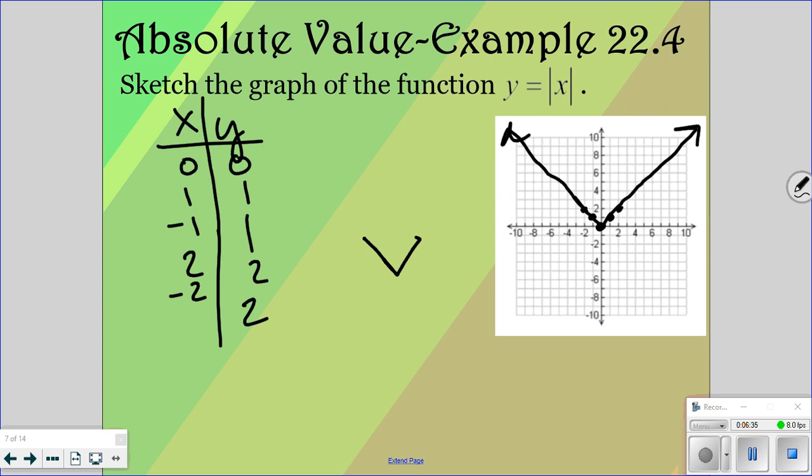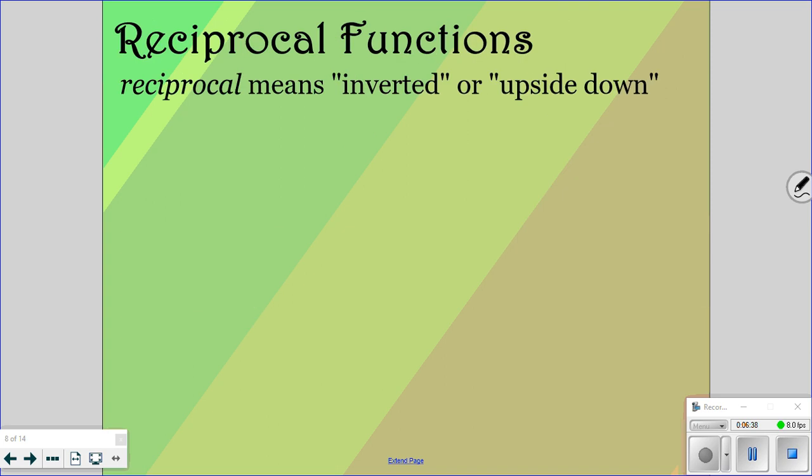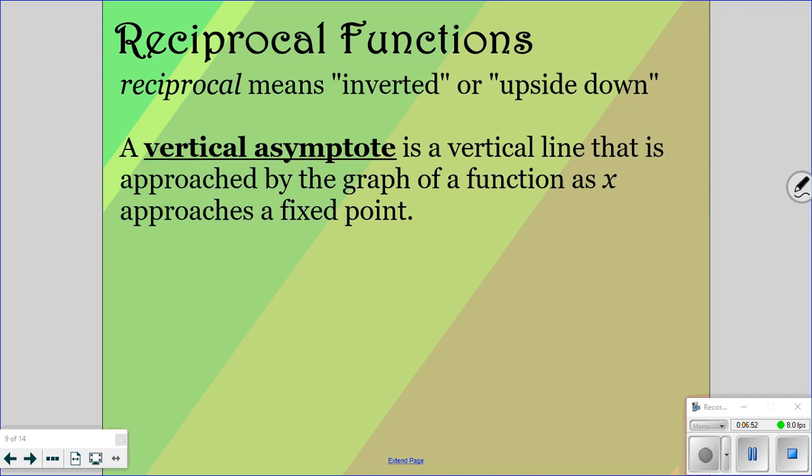All right, so now we're going to look at reciprocal functions. Reciprocal means inverted or upside down, but it doesn't mean just flip the graph. It means flip or upside down the equation. And whenever we have a reciprocal function, we're going to usually end up with a vertical asymptote. So it's a vertical line that is going to be approached by your graph, but it's not ever going to touch it. And the way you're going to note that it's a vertical asymptote is with a dotted line. And so that's what your vertical asymptotes are going to look like on your graphs.